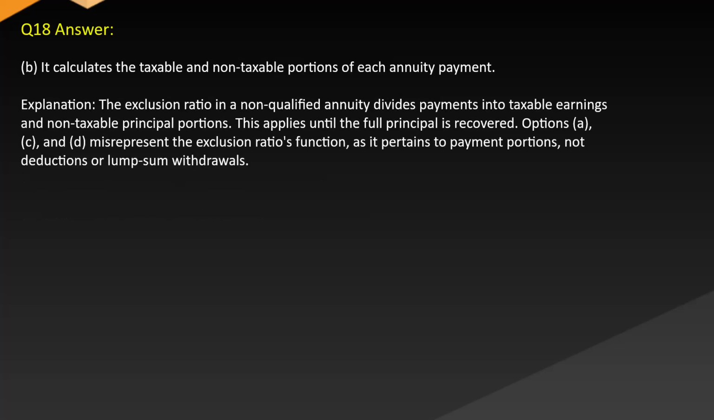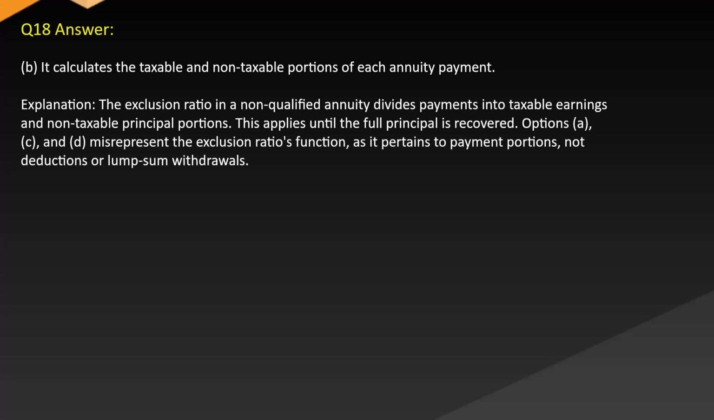Answer: B. It calculates the taxable and non-taxable portions of each annuity payment. Explanation: the exclusion ratio in a non-qualified annuity divides payments into taxable earnings and non-taxable principal portions. This applies until the full principal is recovered. Options A, C, and D misrepresent the exclusion ratio's function as it pertains to payment portions, not deductions or lump sum withdrawals.